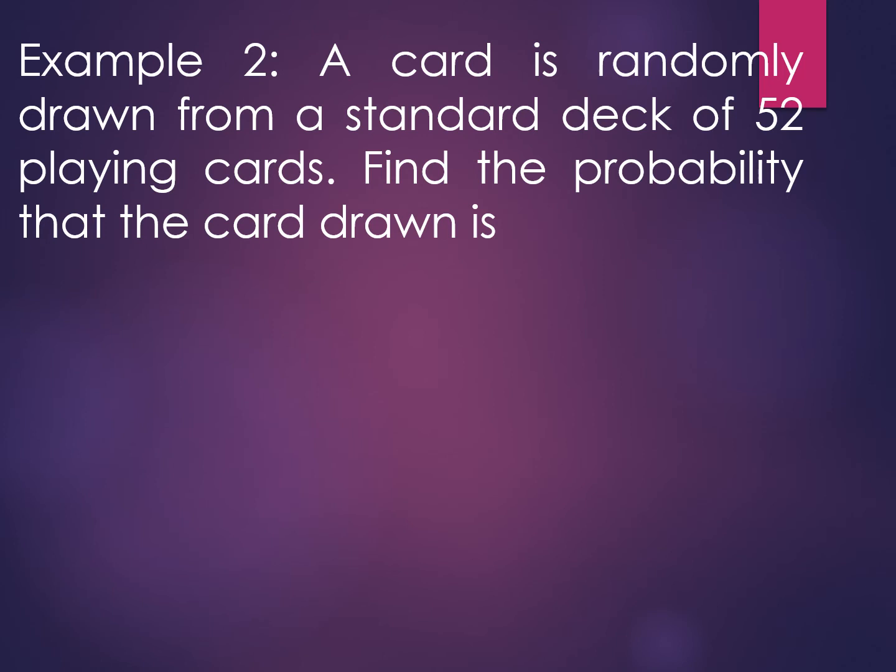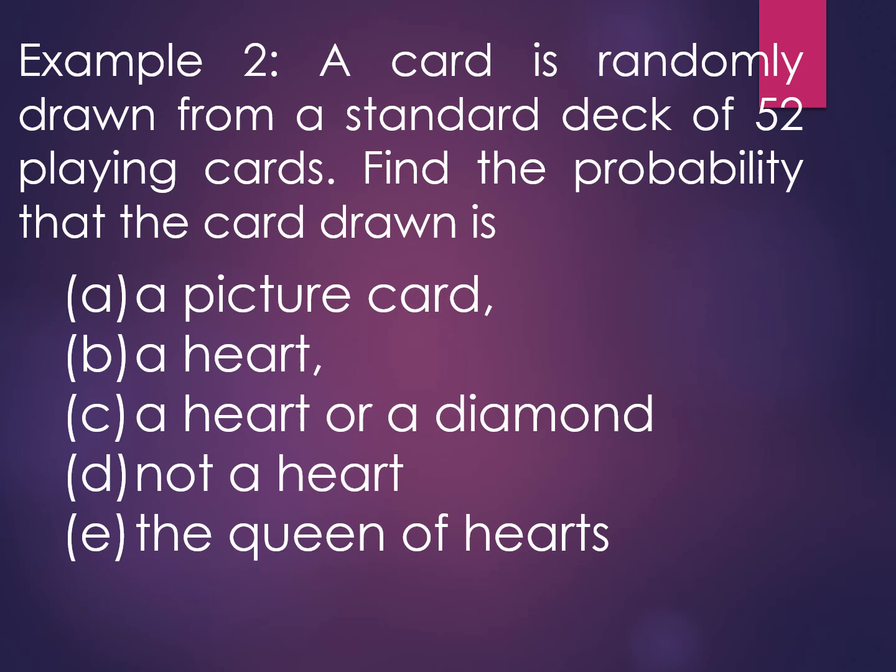Now let us go to example number 2. A card is randomly drawn from a standard deck of 52 playing cards. Find the probability that the card drawn is a picture card, a heart or a diamond, not a heart, and for letter E, the Queen of Hearts.